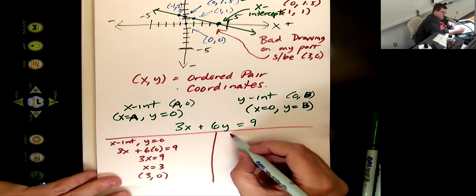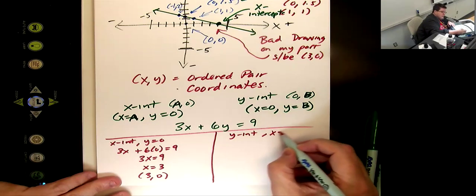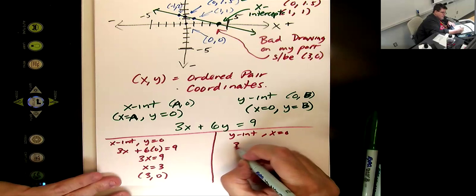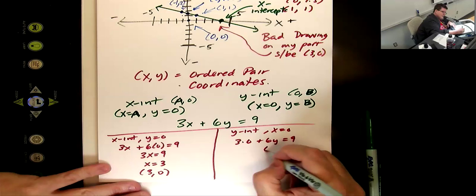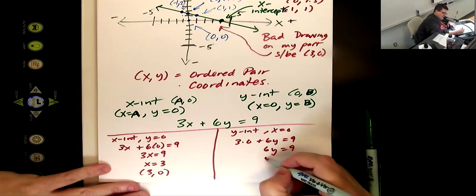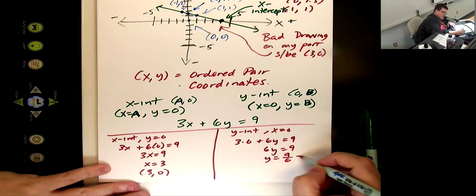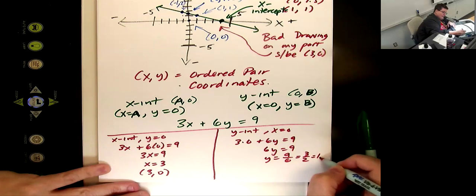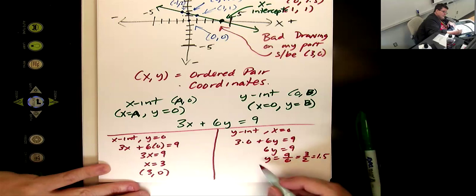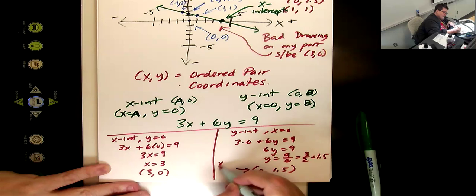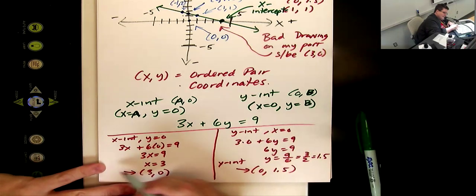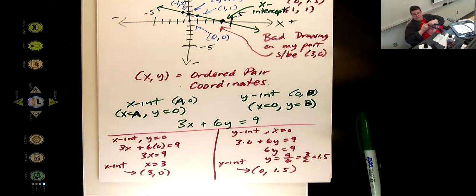And for the y-intercept, we do x equals 0. So 3 times 0 plus 6y equals 9. So 6y equals 9, and y equals 9 over 6, which is 3/2, which is 1.5. So that is the y-intercept, and that is the x-intercept. It's an ordered pair. It's wrong to say the x-intercept is 3.